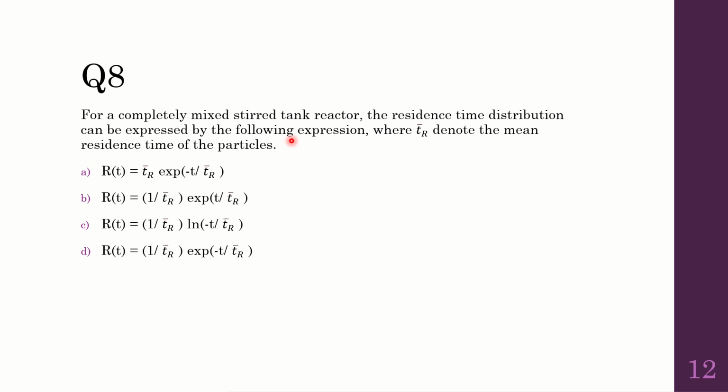So, it is 1/Tr exp(−t/Tr). So, answer is option D. R(t) = (1/Tr) exp(−t/Tr) is the right answer. Now, we will go to question 9.